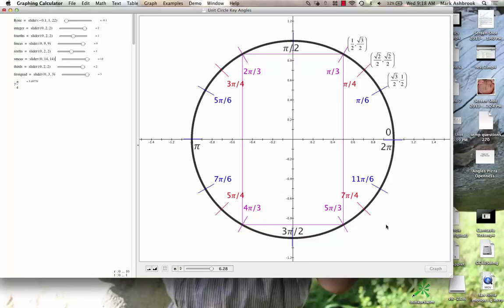What is the cosine of 5 pi over 3? What is the cosine of 5 pi over 3? It's going to be the same horizontal distance as pi over 3, and then we have to decide, is it positive or negative for cosine? Positive, it's to the right. It's to the right of the vertical diameter, so the cosine of 5 pi over 3 is 1/2, the same as cosine of pi over 3.